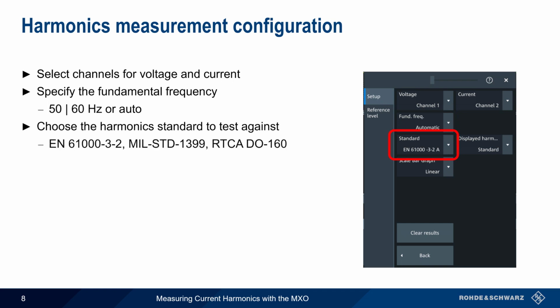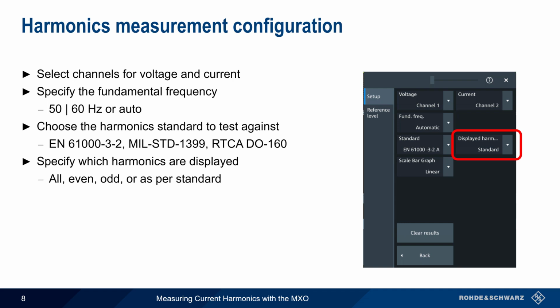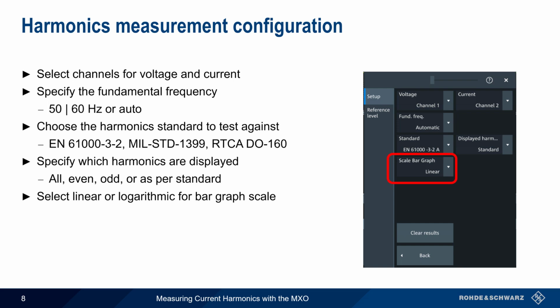This can be EN 61032, Mil Standard 1399, or RTCA DO160. Normally, the standard defines which harmonics are to be displayed and measured, but this can also be manually set by the user if needed. And finally, the bar graph scale can be set to either linear or logarithmic units.